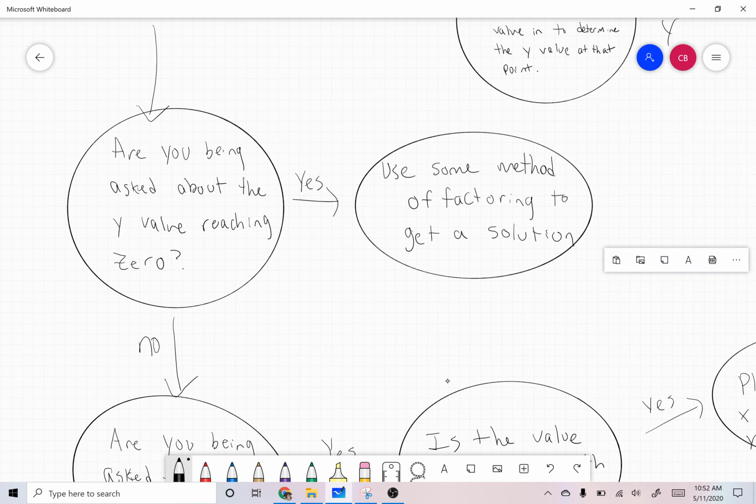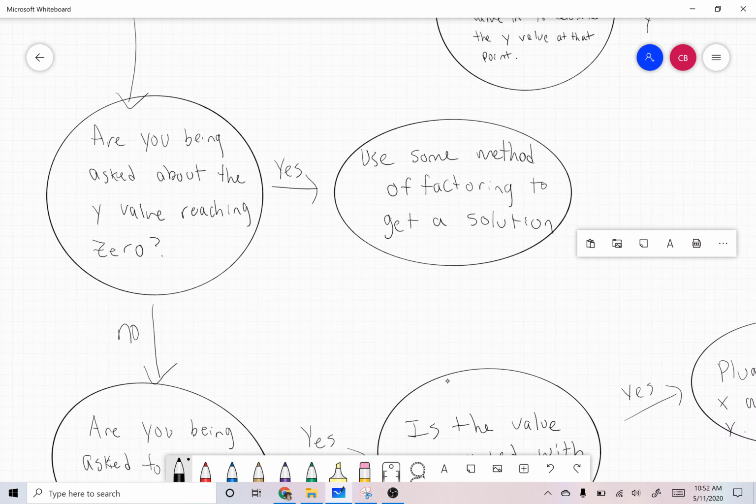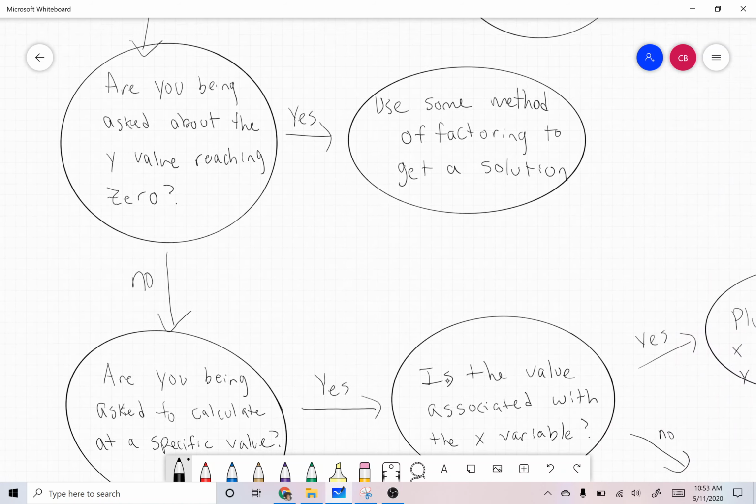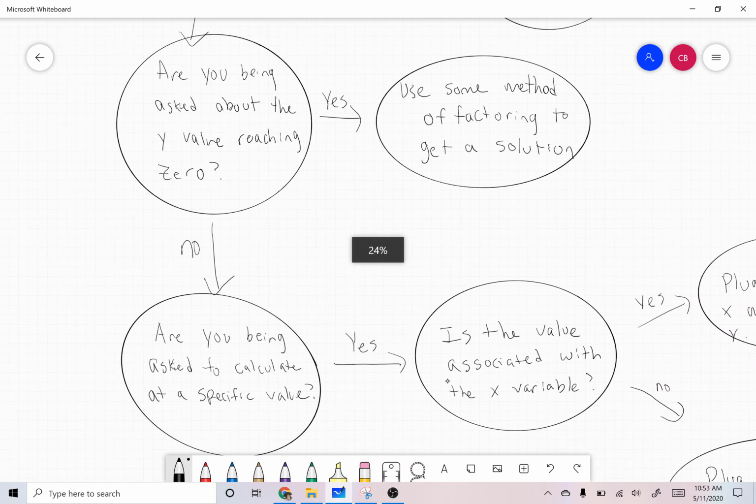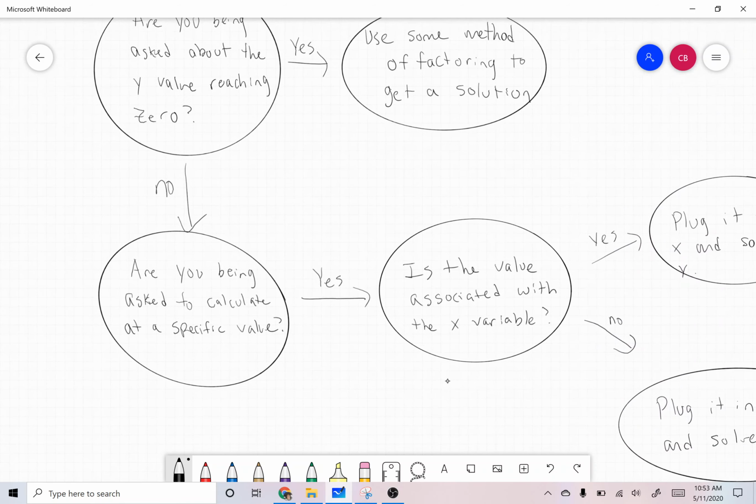So if you're not being asked for a max or minimum, are you being asked about the y value reaching 0? That would be when, like in the last problem, the height was equal to 0 because the ball was thrown and it hit the ground. So it says use some method of factoring to get a solution. You can use factoring, quadratic formula, completing the square, or you can use graphing, anything to get that one. So if you have y is equal to 0, that's when you use factoring.